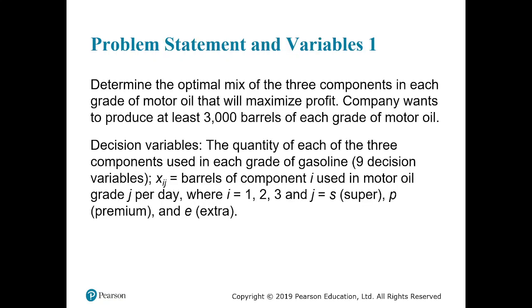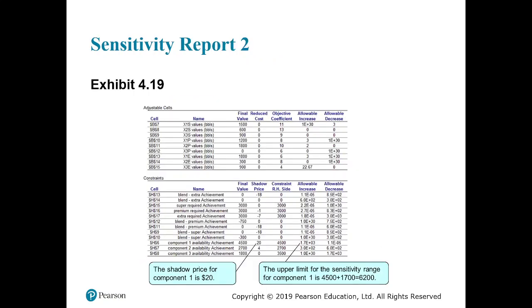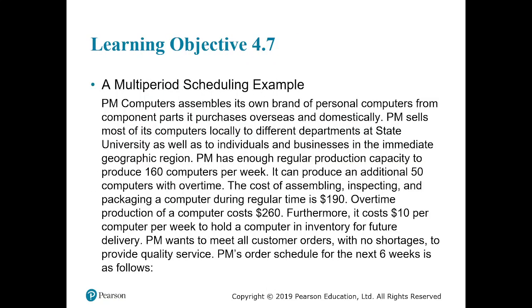Now let us go to the next example on the multi-period scheduling example. So in this example, we are using PM computers. I believe this is a supplier. They have their own brand of personal computers. So I'm reading this. It says that PM sells most of its computers locally to different departments at state universities, as well as to individuals and businesses in the immediate geographic region.